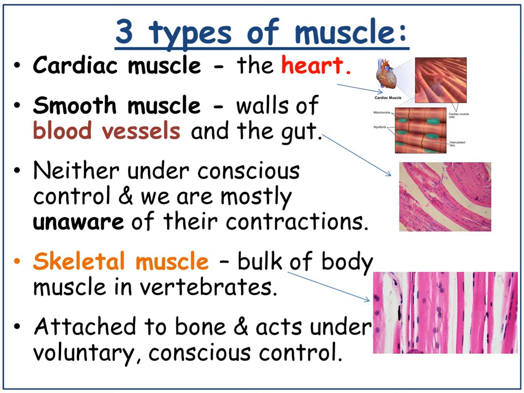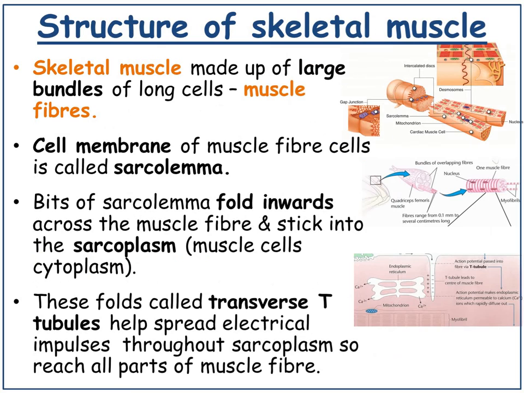But neither of those are under conscious control. They are involuntary, so we're mostly unaware that they are contracting. Skeletal muscle, on the other hand, is basically the bulk of the body muscle in vertebrates, and it is attached to bone and acts under voluntary or conscious control. So it's the structure of the skeletal muscle that we're going to focus on.